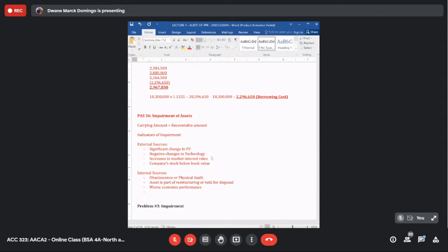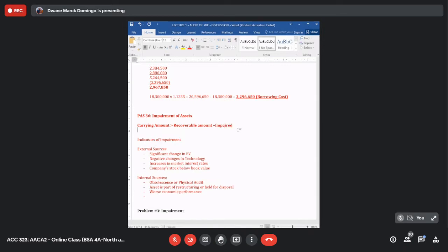So, sabi ko kanina, impaired ang asset kapag ganito yung case. So, ganito: recoverable. Mamaya discuss natin further what is a recoverable amount. So, lagay ko dito, impaired. Pero, kapag ang carrying amount is less than, hindi nag-exceed sa recoverable amount, your asset is not impaired. So you don't need to recognize impairment loss. Not impaired.